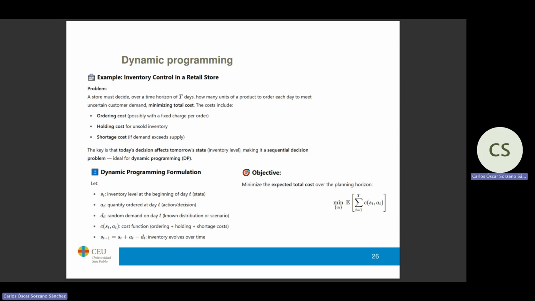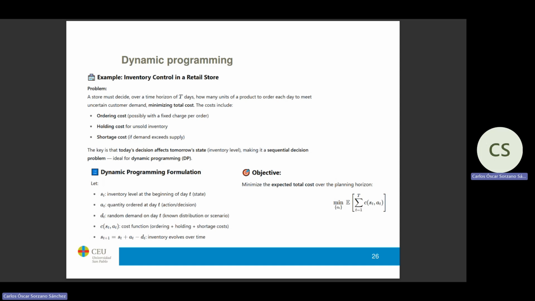Okay, now we will introduce time. So we will introduce time, and then we will have a collection of programs. This dynamic programming is not a single optimization problem, but it is many optimization programs at the same time.